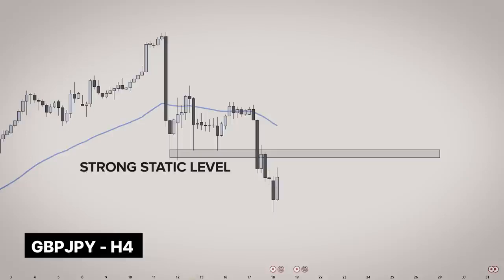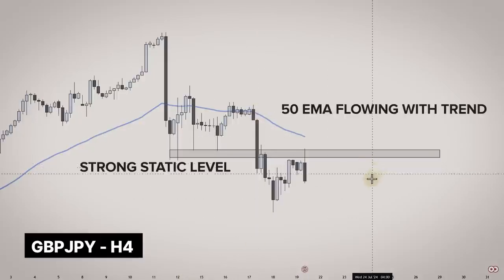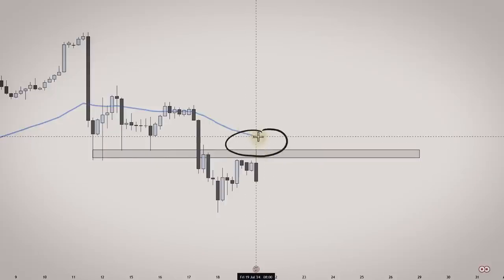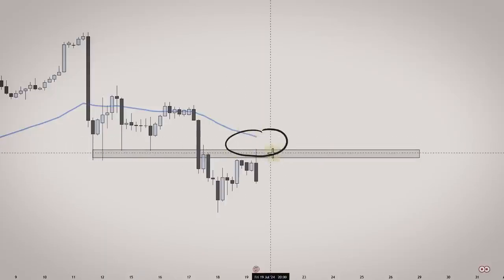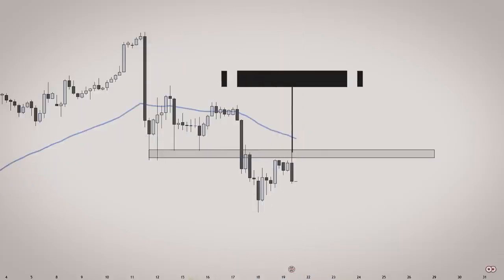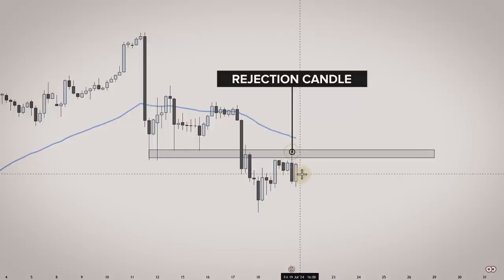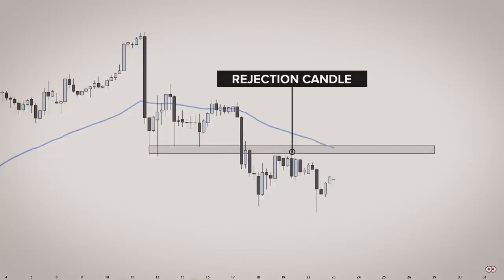You can see a previous support turning into resistance. So, clear static level. The moving average is angled down, showing the downtrend. But notice, the moving average is about 20 pips below our resistance level. Not perfect confluence, but close enough. Next, price rallies into this zone and starts to reverse. The rejection isn't as sharp as our perfect confluence example, but it's still clear.